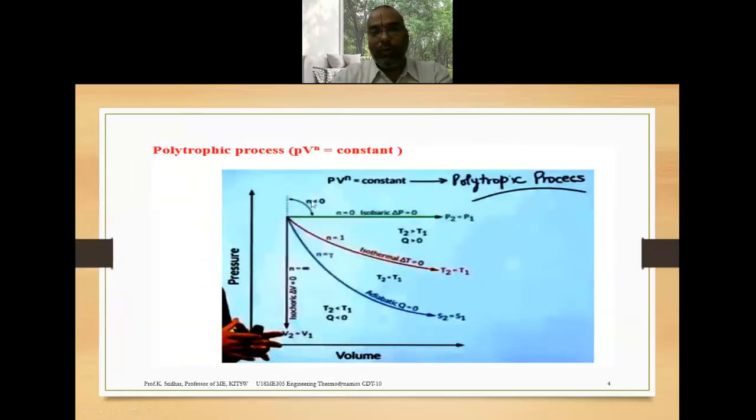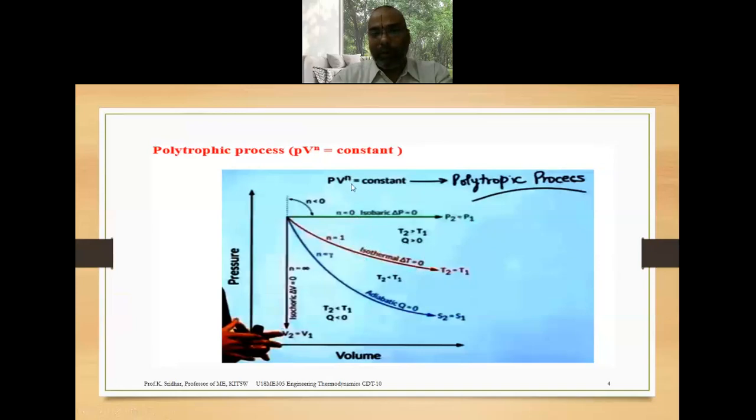Just now we are discussing what the n value should be for the various processes. Whenever the n value is equivalent to 0, V to the power of 0 is nothing but 1, so P into 1 is equivalent to constant. That is a constant pressure process. So for a constant pressure process, the n value should be 0. And whenever n value is equivalent to 1, PV to the power of 1 is equivalent to constant, so PV is equivalent to constant. That is nothing but the isothermal process. For the isothermal process, the n value is always equivalent to 1.